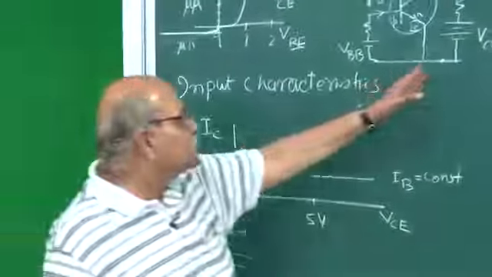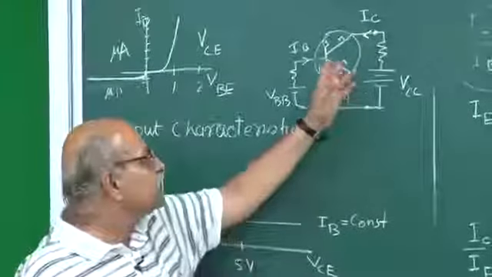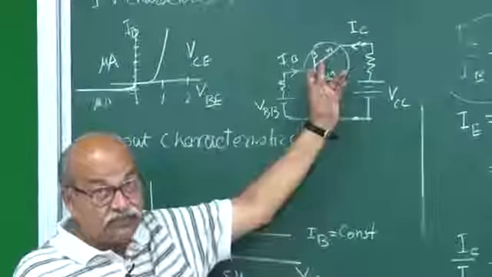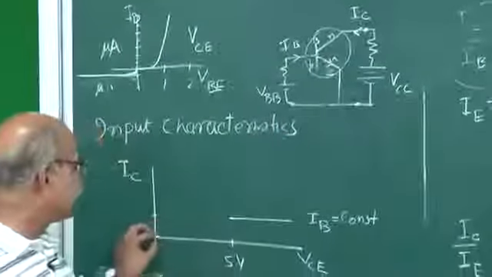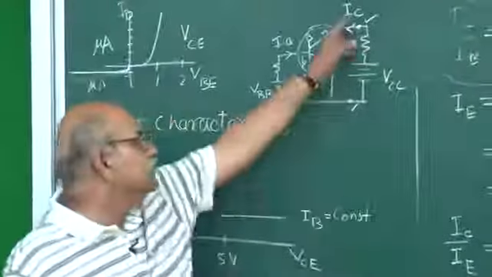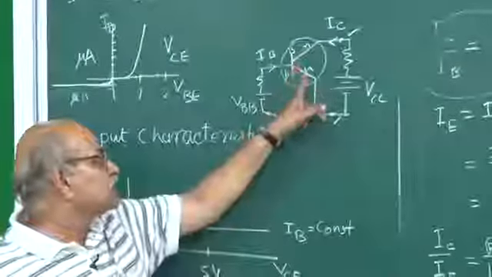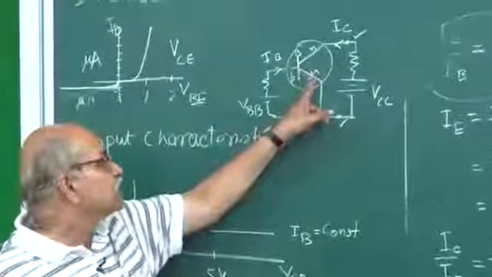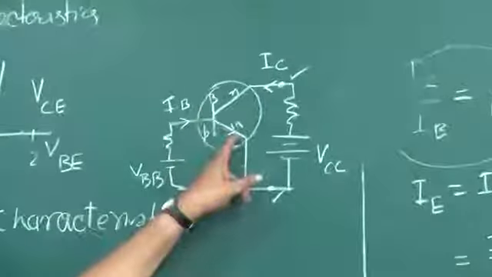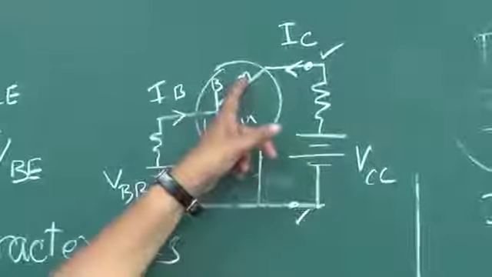And if this is not 0 but small, then you will have a very small forward bias to start with. This forward biasing will be decreased. If this potential is the same as this potential, VCE is 0, then this junction is forward biased, because these two are at the same potential, so it is at more potential than this and also more potential than this. So this junction is forward biased.